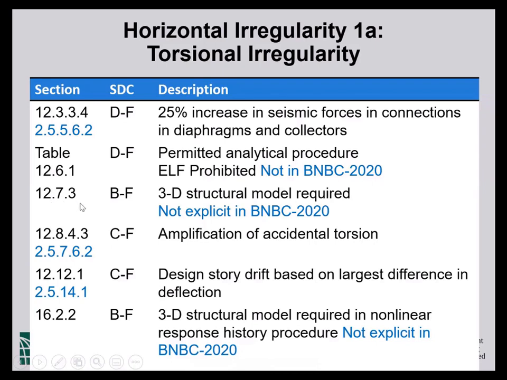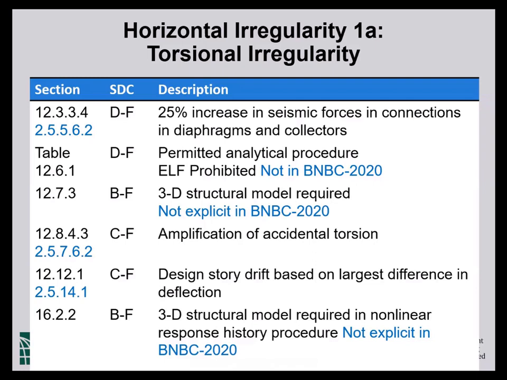Then 12.7.3, this column tells you where the restriction applies, design category B through F. 3D structural model required. If you have torsional irregularity, I think it is almost common sense that you will need a 3D model. I said it is not explicitly stated in BNBC 2020, but I'm not sure. I may have missed it. It may be stated there. In any case, you need 3D, whether it's explicitly stated or not. With torsional irregularity, you cannot do a 2D analysis. Doesn't make any sense.